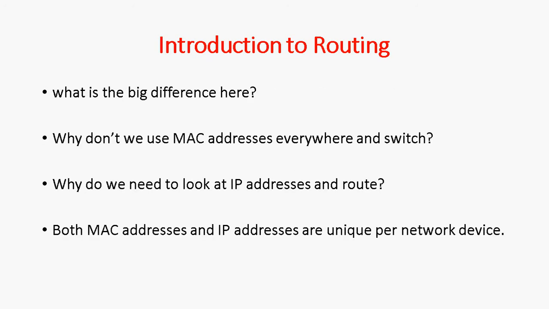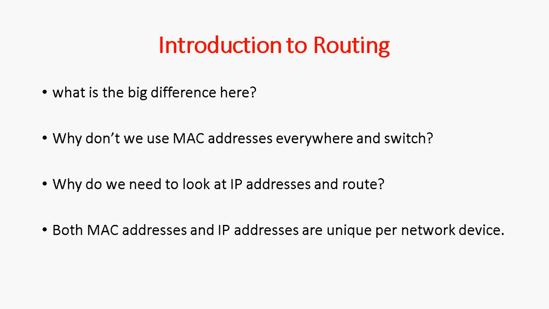So now I have explained switches and routers. What is the big difference here? Switches receive the frame and check their own MAC address table, and based upon the MAC address table, the frame will be switched. A router receives the IP packet, checks its destination IP address and its routing table, and based upon the routing table, the packet will be forwarded. So what is the big difference here?